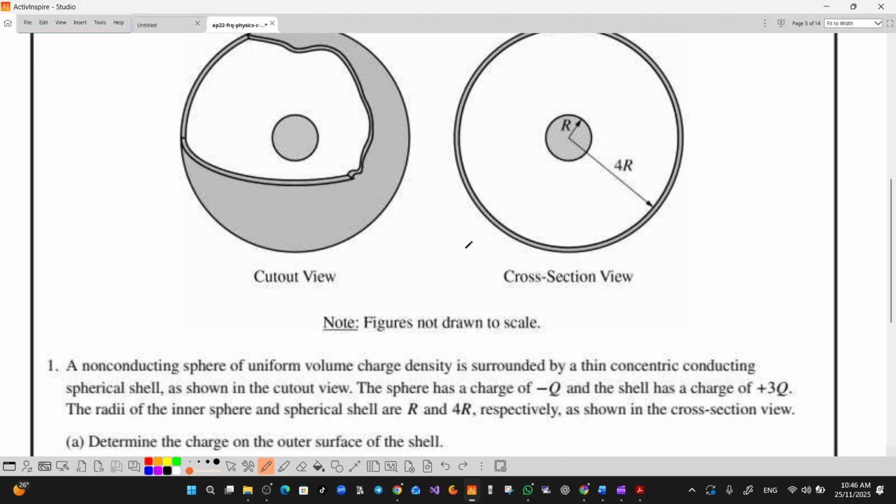In this video, we are going to solve the 2022 past paper, question number 1, set 1. A non-conducting sphere of uniform volume charge density is surrounded by a thin concentric conducting spherical shell, as shown in the cutout view. The sphere has a charge of minus q, and the shell has a charge of plus 3q.